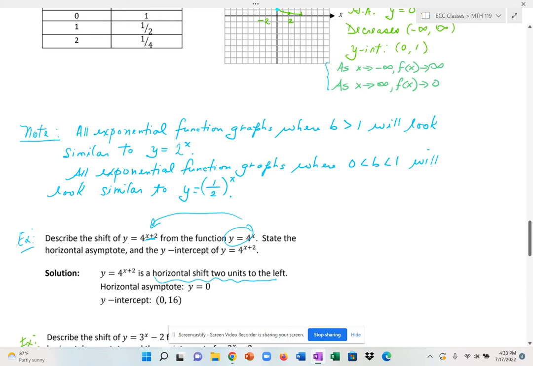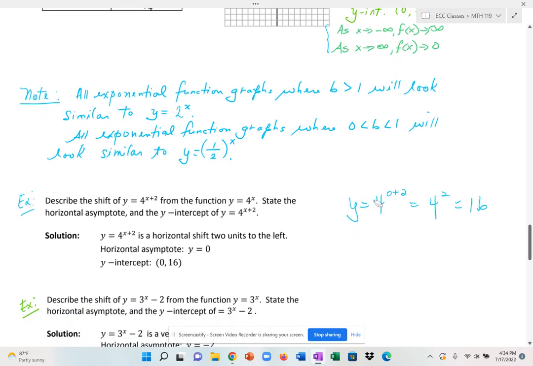Since you're shifting left, your horizontal asymptote has not changed. It is the x-axis, it's the line y equal to 0. And the y-intercept, well, that's when you plug in 0 for x. So I have 4 to the 0 plus 2. That's equal to 4 to the second, which is equal to 16. So 0, 16 is the y-intercept on the shifted graph of 4 to the x plus 2.